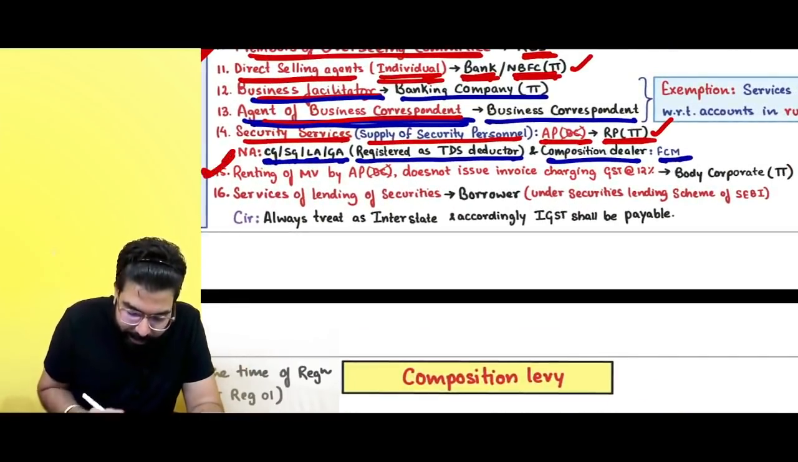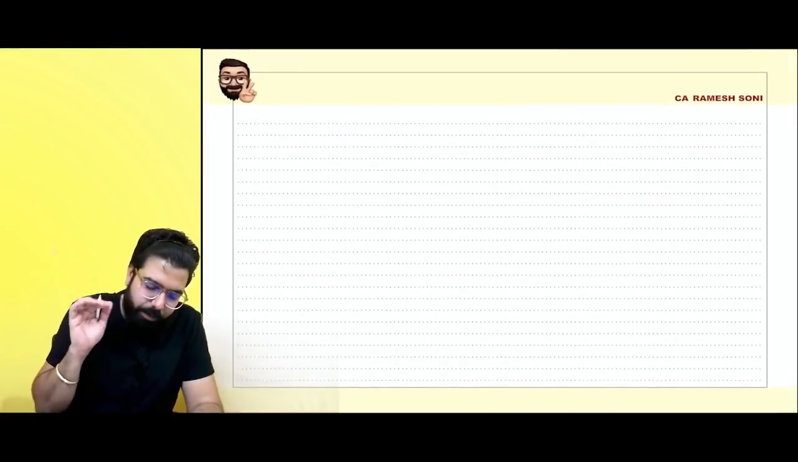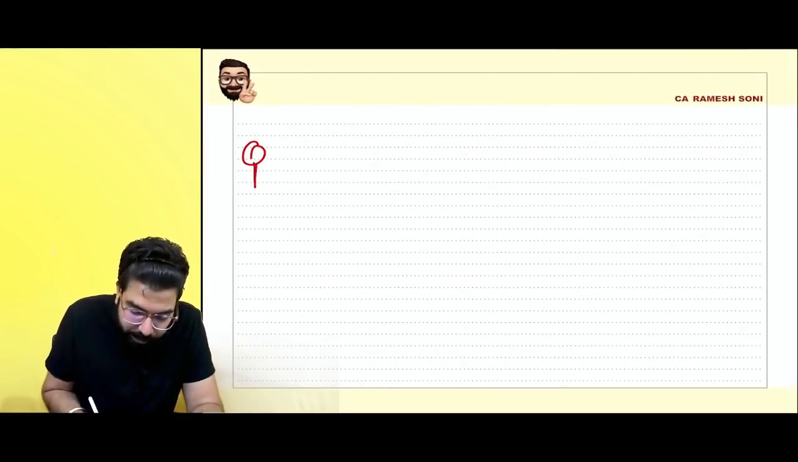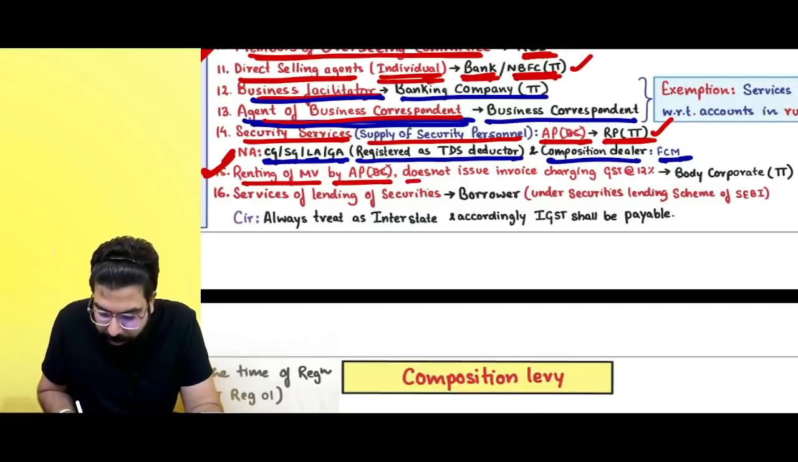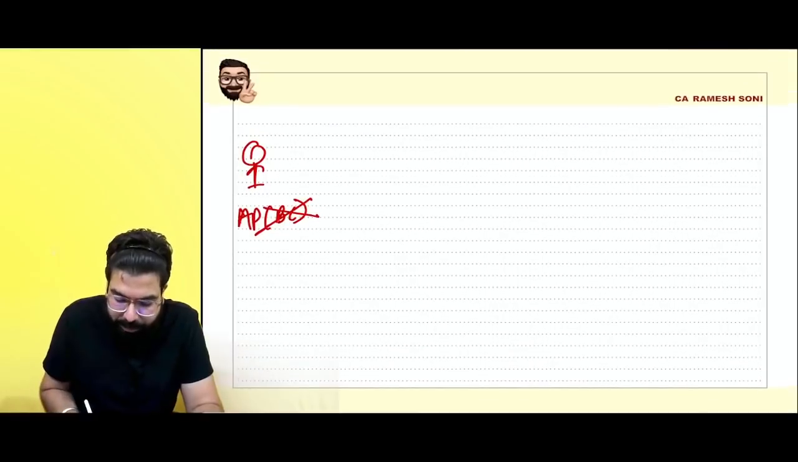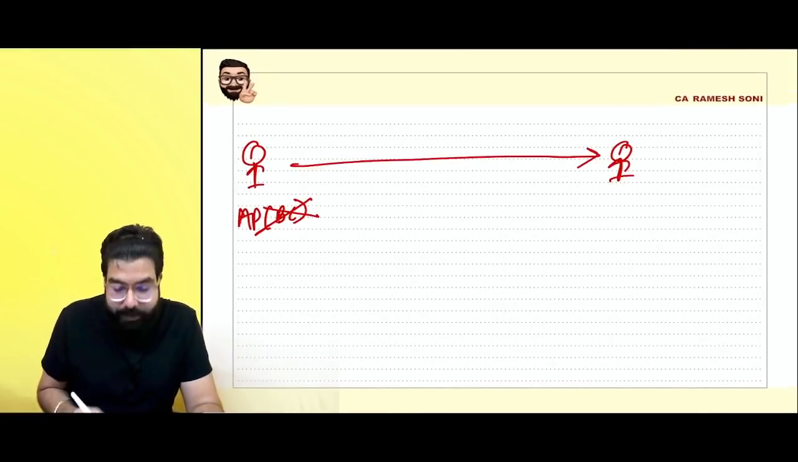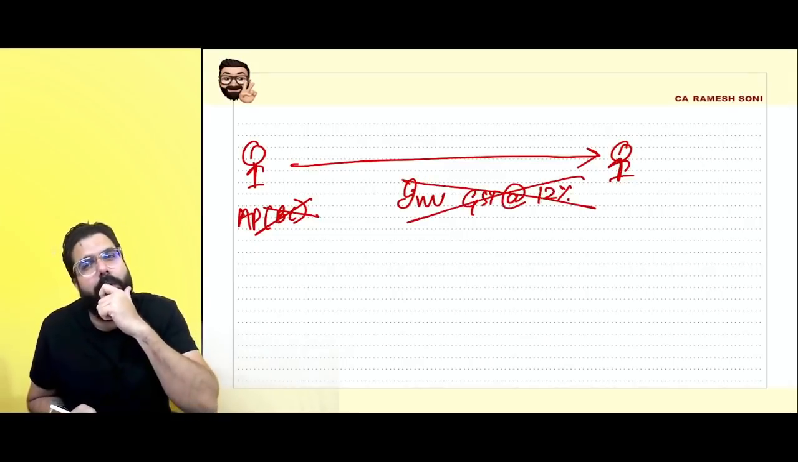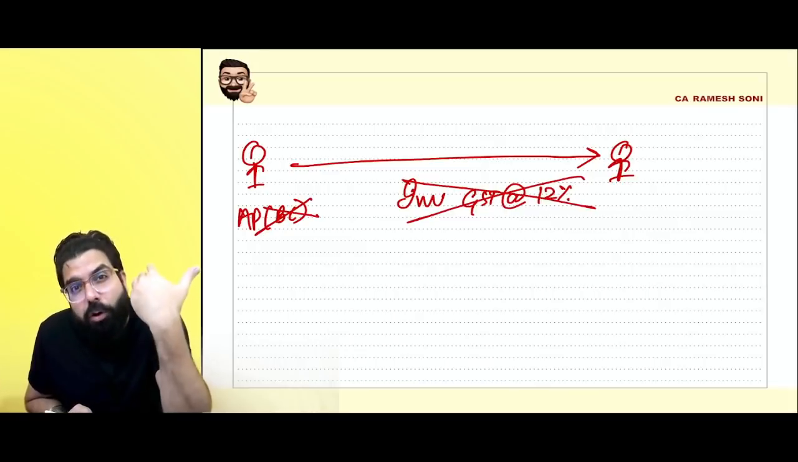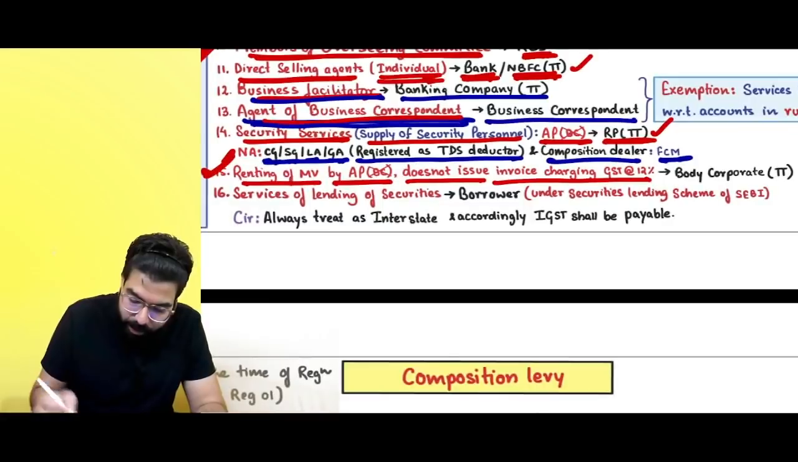Next, there is renting of motor vehicle. Renting of motor vehicle by any person other than a body corporate who does not issue an invoice charging GST at 12%. If he is supplying to anyone, it doesn't matter, an invoice charging GST at the rate of 12% is not being issued. Might be he has issued an invoice charging only 5%. Might be he has not issued an invoice at all. Might be he has issued a bill of supply.